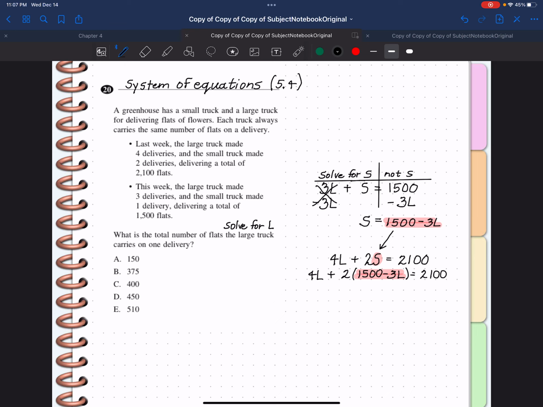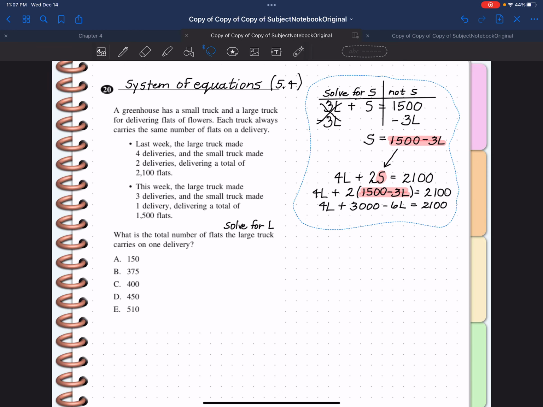So I have to use distribution. I'm going to say 2 times 1,500, that's 3,000. Then 2 times 3 is 6, and it's carrying the L. And then I have 4L plus that equals 2,100. So I'm ready to solve this equation for L.